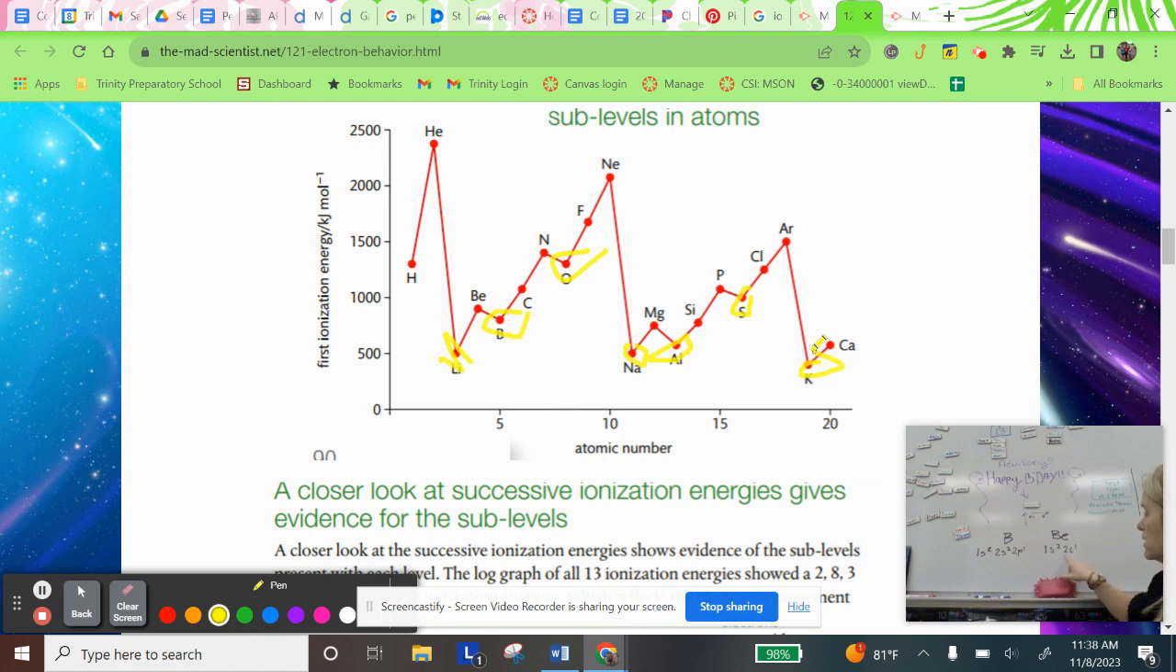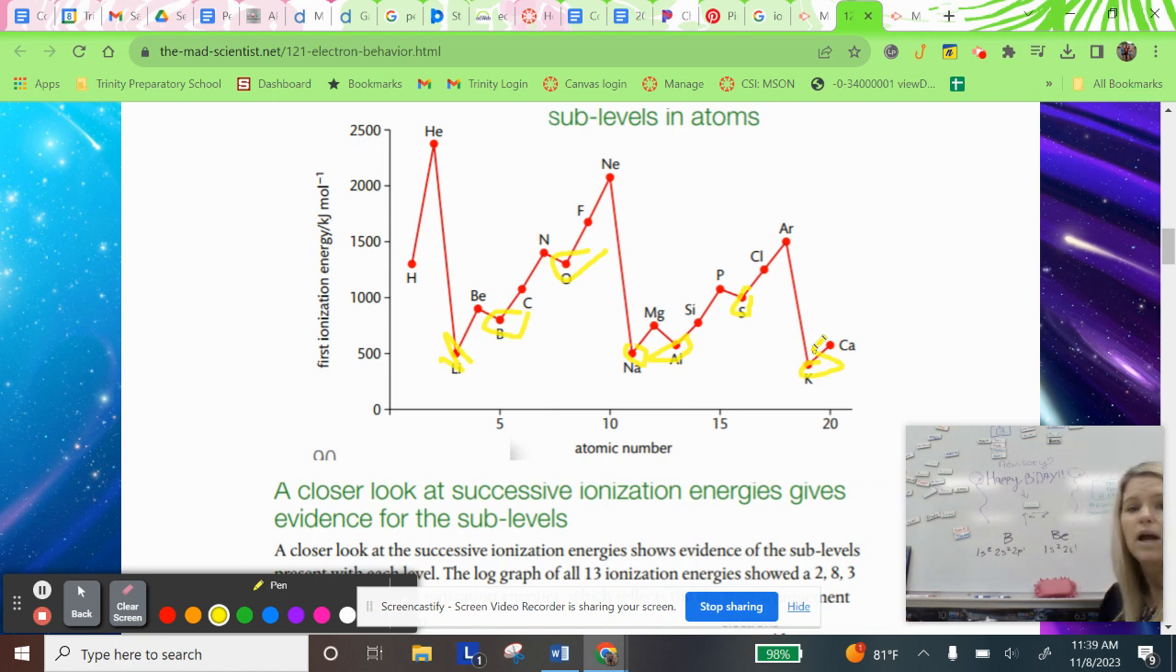The 2s is feeling a lot of pull from the nucleus, while the 2p is going to have more shielding because the inner electrons are in the way of it. And the 2p is farther away from the protons' pull. When it's farther away from the protons' pull, it's easier to pull that electron off. Because remember, that's ionization energy, the energy it takes to remove it.